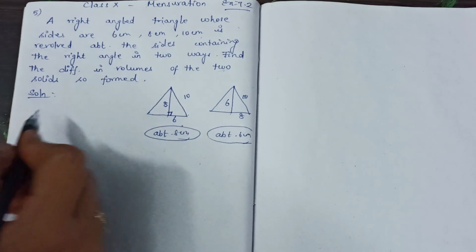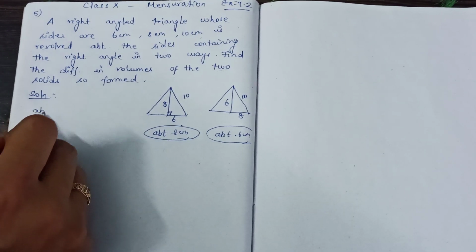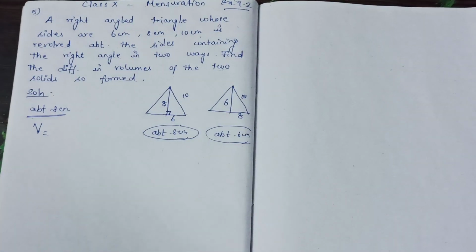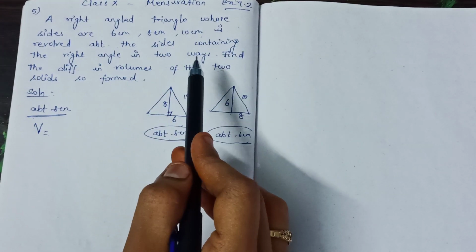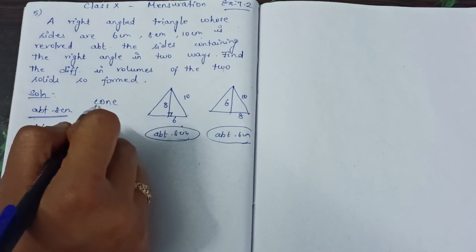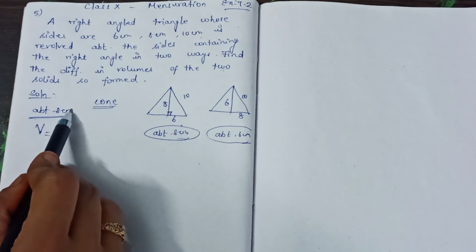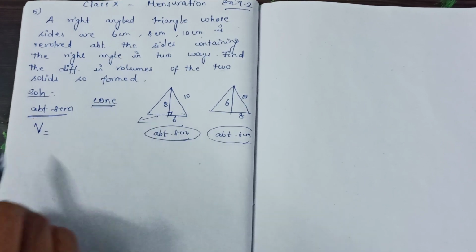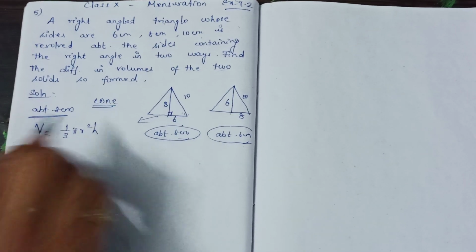So first let us find the volume of the cone when rotated about 8 centimeter. So about 8 centimeter, when we rotate the right triangle, the figure so formed will be a cone. Therefore here the figure is cone. So when we rotate the right triangle about 8 centimeter, the cone formed will be like this, and for this let us find the volume. So volume is given by 1 by 3 pi r squared h.